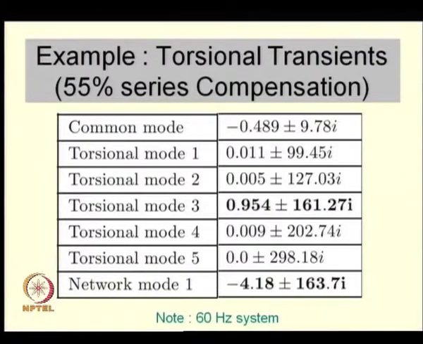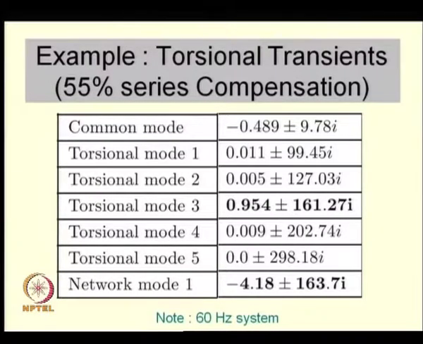In actual practice, there will be some viscous damping, and some of these modes, actually torsional modes 1, 2, 4 and 5, would be stable if one considered that viscous damping. But torsional mode 3 has a very large positive real part, and it could cause a real problem in the system. So, if you have a subsynchronous network mode due to series compensation, and the network mode frequency coincides with the torsional mode frequency, this problem could occur.